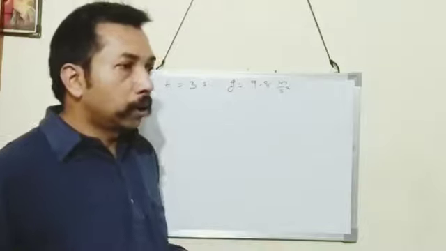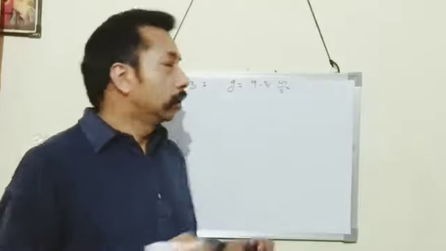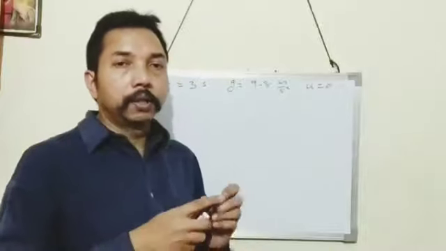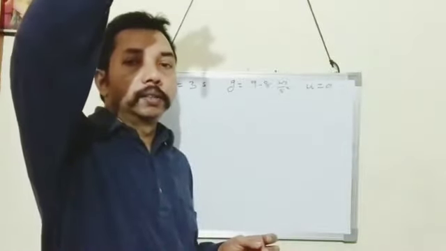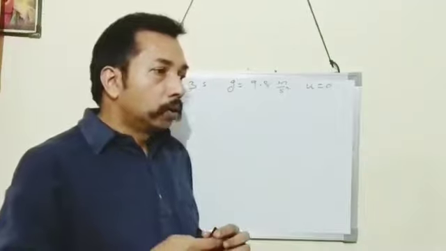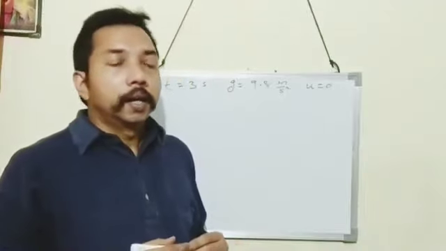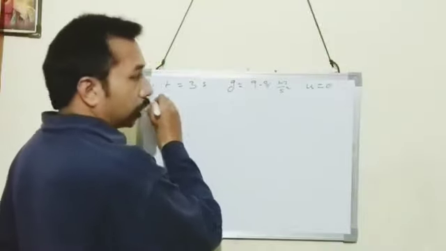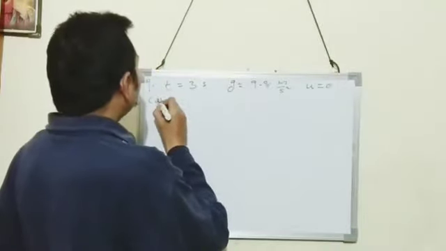When a ball is released from a certain height, the initial velocity is 0. So we have to find the height from which the ball was released. First part: the height from which the ball was released.